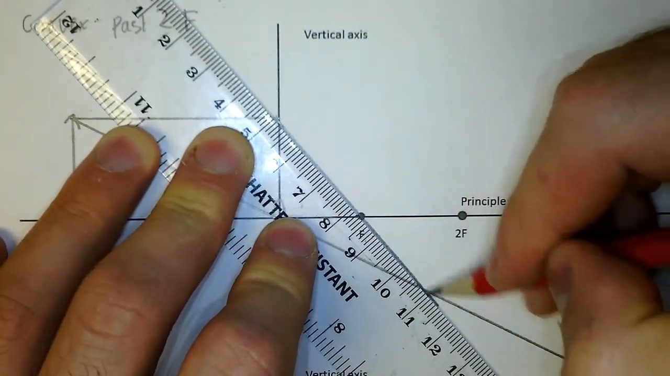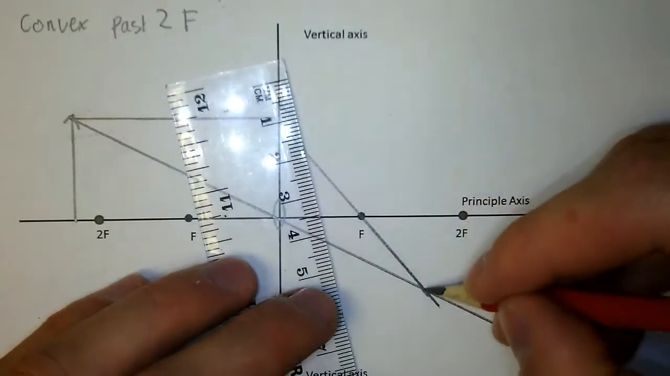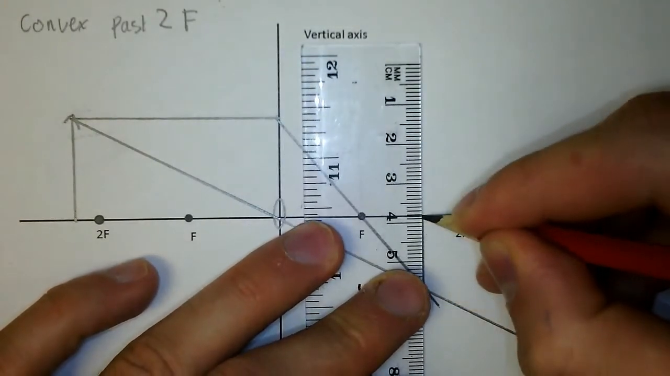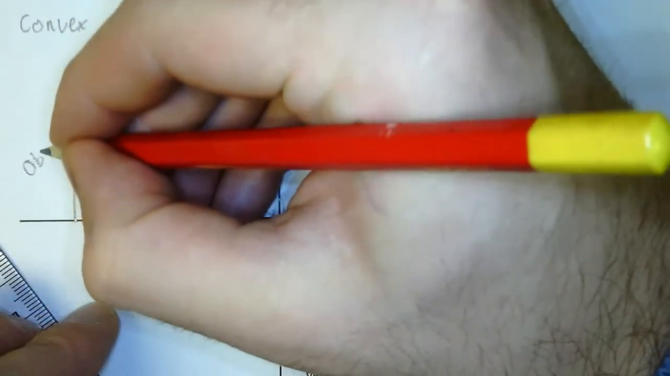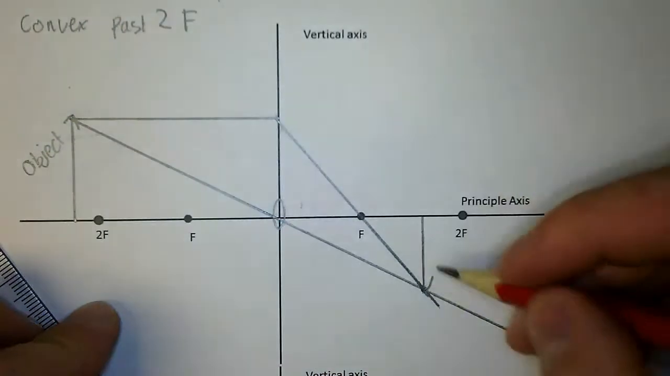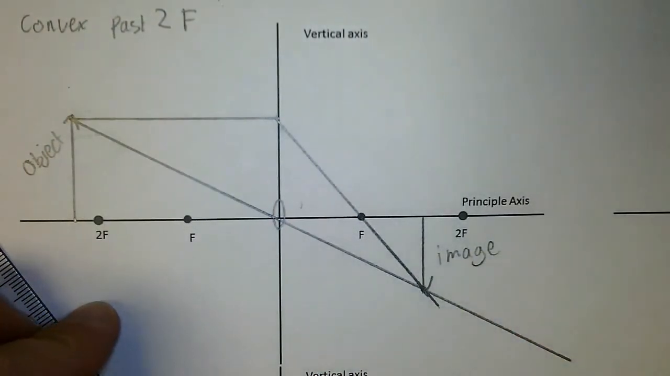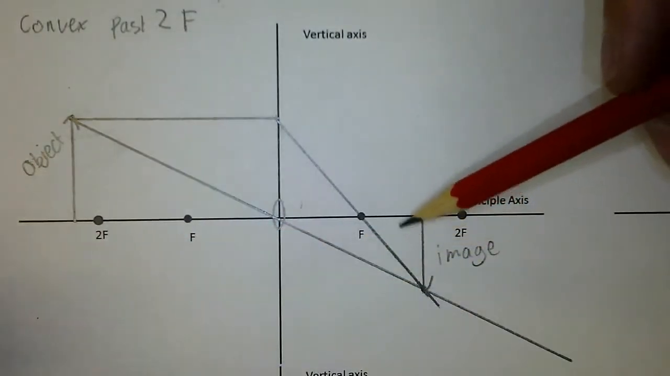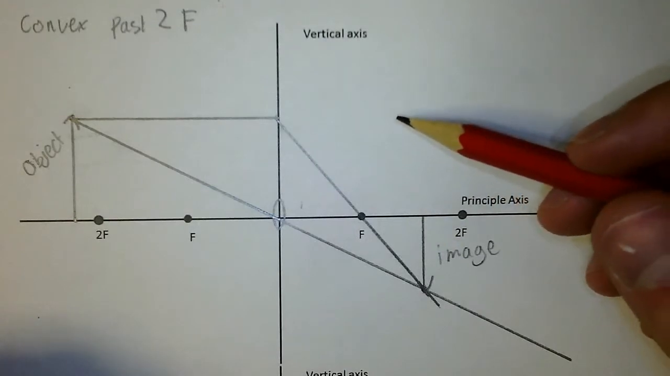There we go. So my image is then going to be produced where these 2 lines meet. So I'm going to get an image produced here. Here I've got my object, and over here I've got my image. Now I can look at these 2 things and tell myself something about them. I'm going to write up in this top corner that's empty the things I know about them.